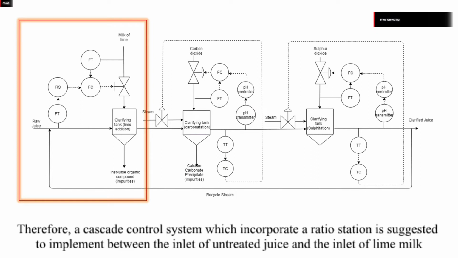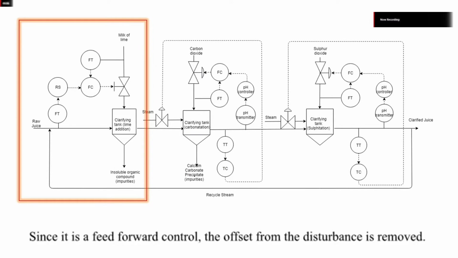Therefore, a cascade control system which incorporates a ratio station is suggested to be implemented between the inlet of untreated juice and the inlet of lime milk. Since it is a feed-forward control, the offset from the disturbance is removed.